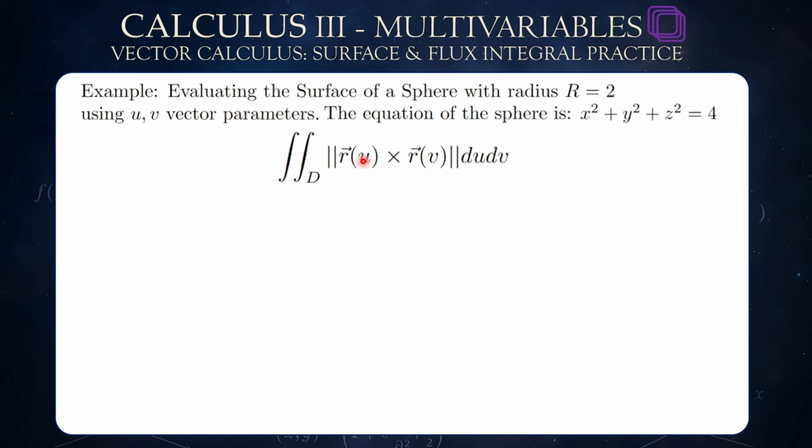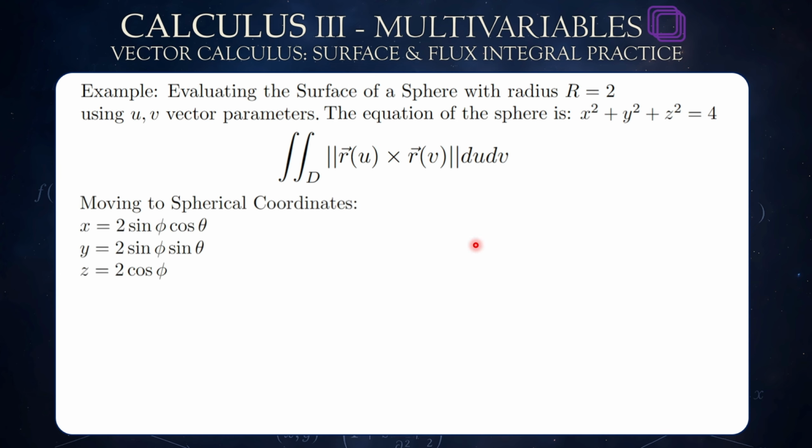It's given by the double integral over D, which is the region, of the magnitude of Ru cross Rv du dv. Moving to spherical coordinates. So what are x, y, z in respect of u and v? X equal to sine phi cosine theta, y equal to sine phi sine theta, these are the spherical coordinates, and z equal to cosine phi. We need to designate phi as u and theta as v to move on.